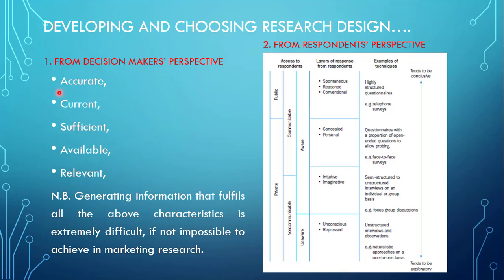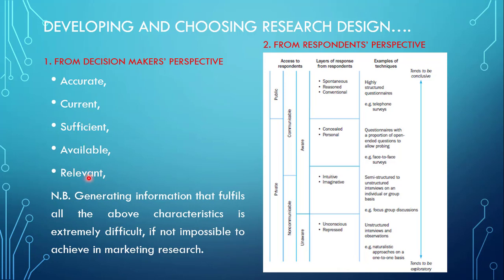They might want to have current information, up-to-date information. They might want to have sufficient information. They want to have the information that is available, and the relevant information. So these are the decision makers' requirements. Okay, they need you as a researcher to provide them with accurate information, current information, meaning up-to-date information, sufficient information, and so on. But this is the problem.